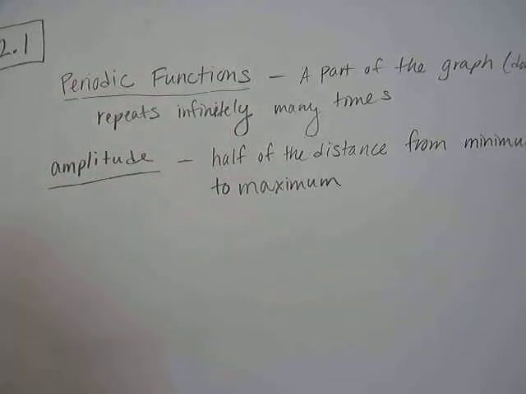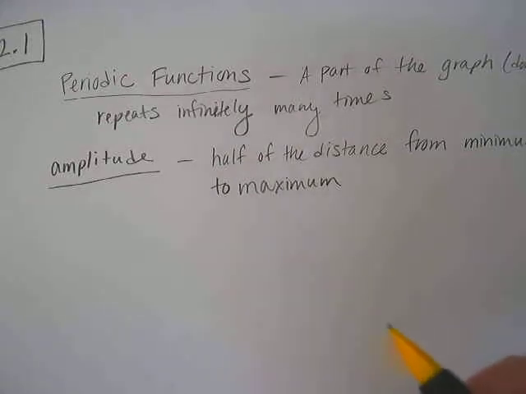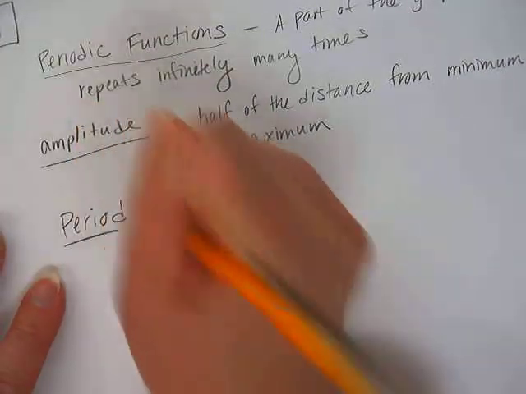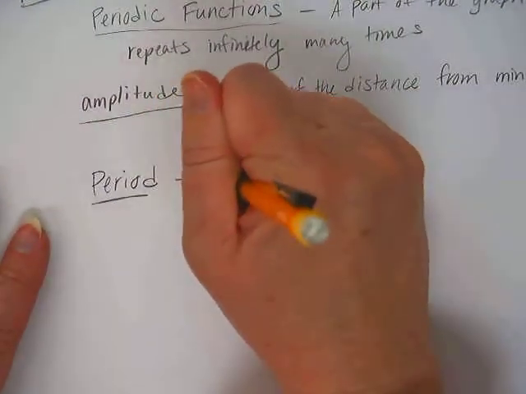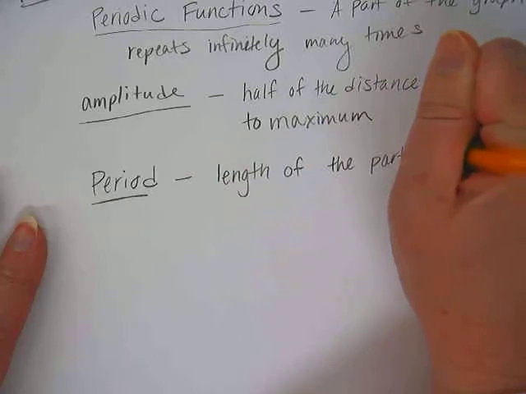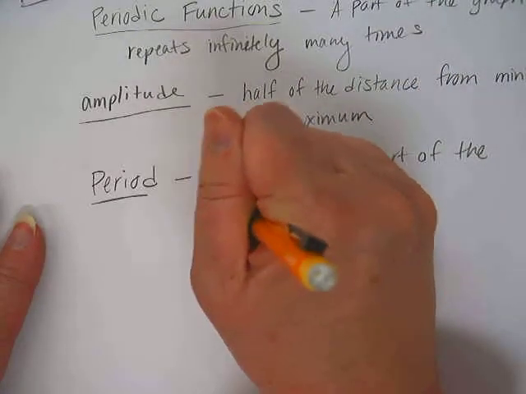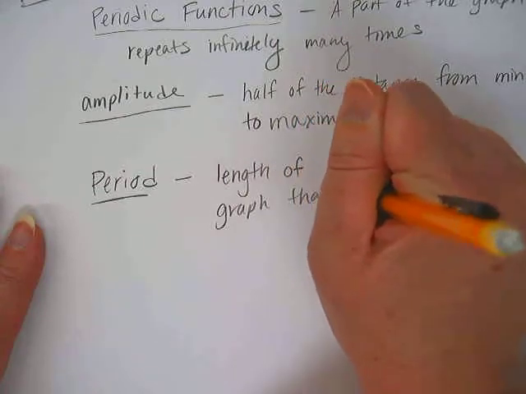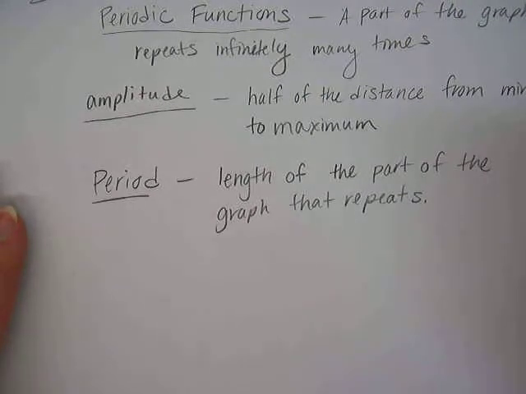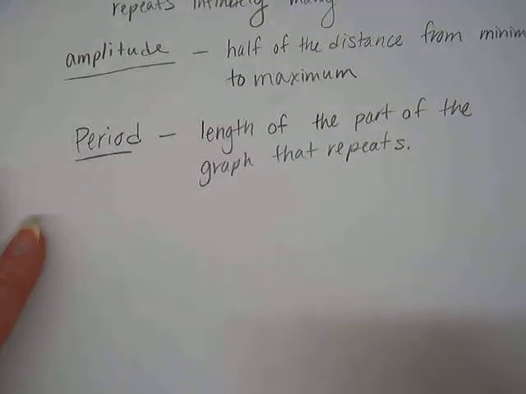Okay, the next word I want you to be aware of is, do we want to do that today? Yes, we do. Okay. The next word we need to know is period. The period is the length of the part of the graph that repeats. So if you have a certain part of the graph that's repeating over and over, whatever the length, the x value, how often that repeats is called the period.